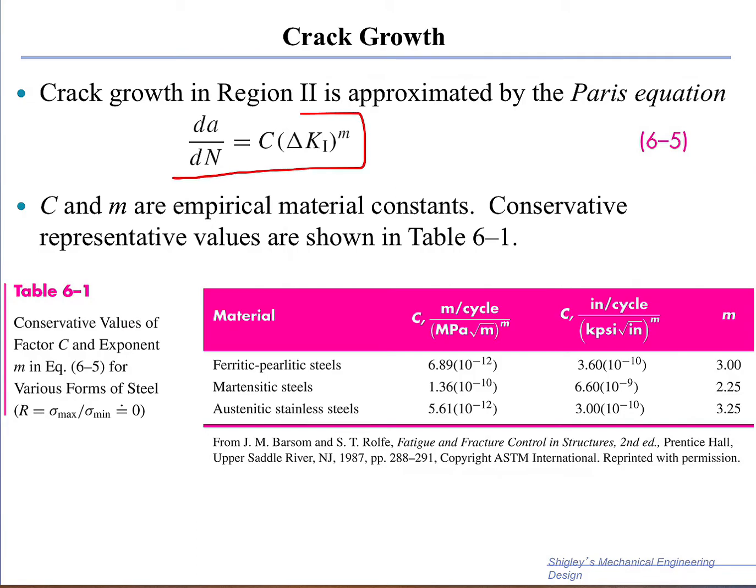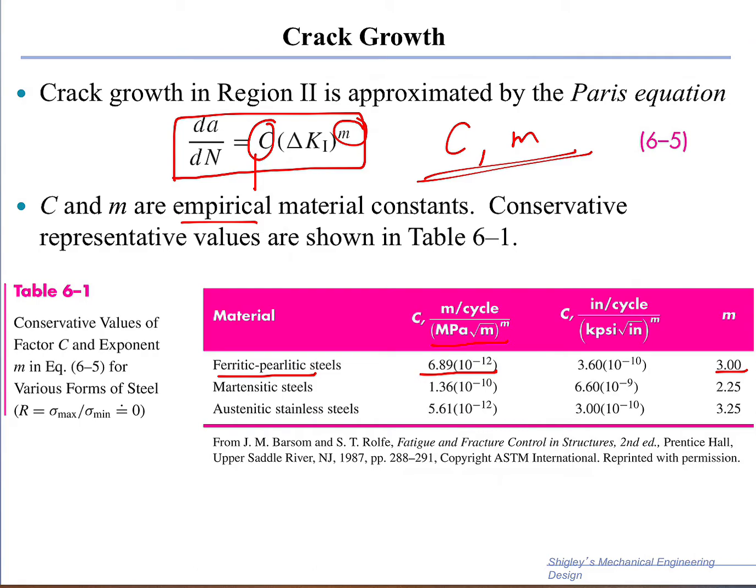This is described by the famous Paris equation, and the Paris equation has two parameters, C and m, because it is empirical. So we need to have data, empirical constants. And for design purposes, if we have ferritic pearlitic steels, the constant C has units of MPa square root of m to the power m, where m, let's say, is 3 here, and its value is 6.89 times 10 to the minus 12 in megapascal square root of meter to the power m.